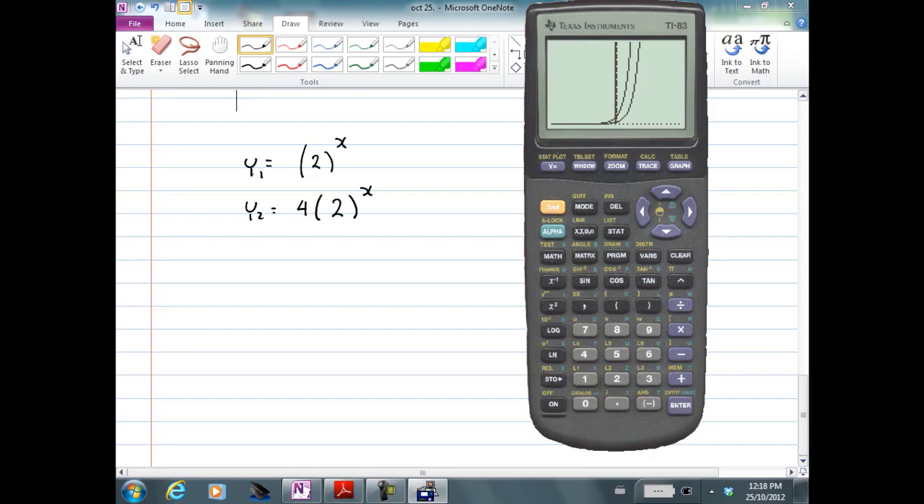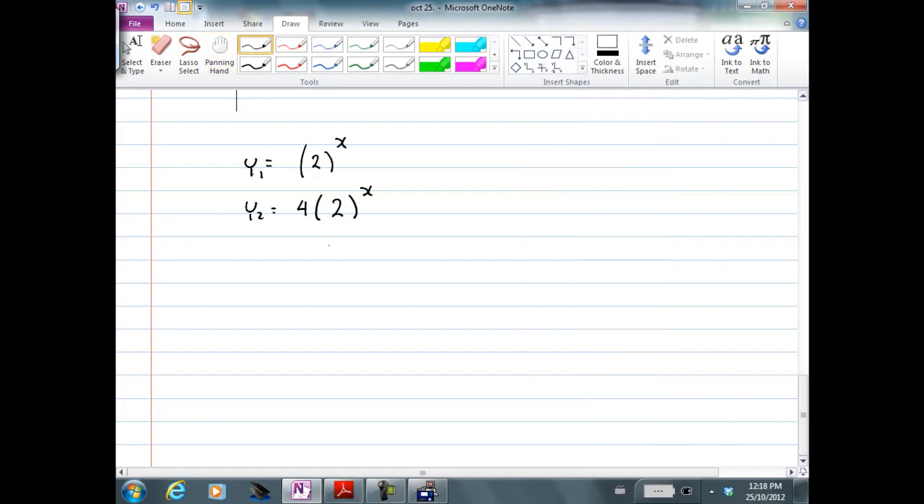So how does that 4 change things? Number 1, it changes your y-intercept. For one of them right now, the y-intercept is 1. So this is y equals 2 to the power of x. The other one, notice it starts here, but now my y-intercept is up here. And the curve is kind of closer also to the y-axis. So this is the second one: y equals 4 times 2 to the power of x.